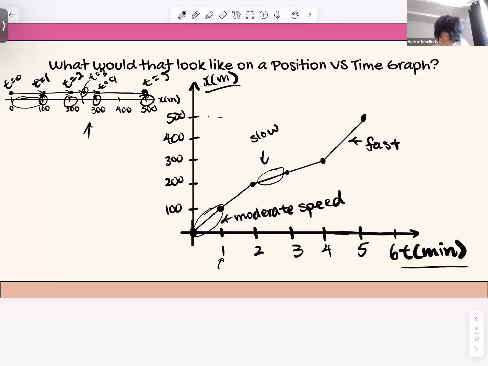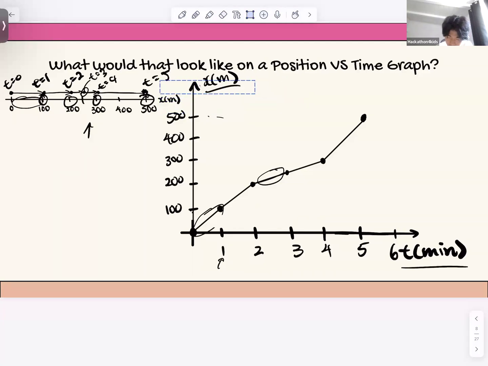So what we can see here is that the slope of the graph, or basically how steep it is, correlates with his velocity, right? So what I'm trying to say here is that the slope of a position versus time graph is equal to the velocity. Okay.